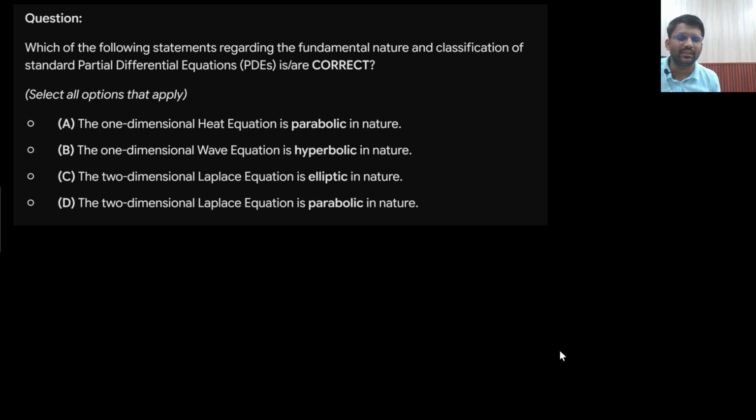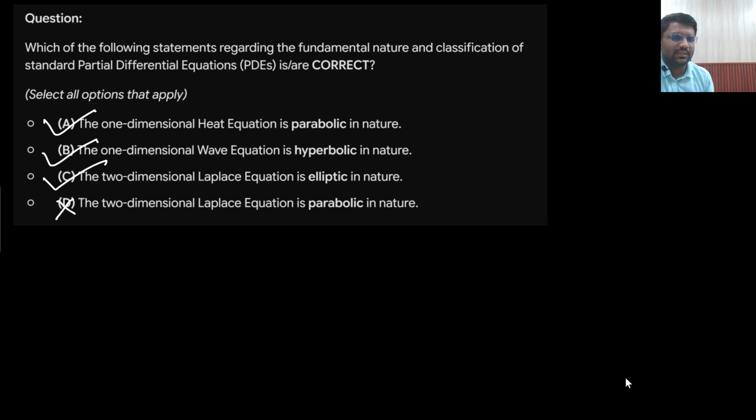What kind of questions could be asked? This kind of question can be asked. Which of the following statements regarding the fundamental nature and classification of the standard partial differential equations is correct? The one dimension heat equation is parabolic in nature. Absolutely, sir. The one dimension wave equation is hyperbolic in nature. Absolutely, sir. Laplace equation is elliptical in nature. Absolutely, sir. Two dimension Laplace equation is parabolic in nature.